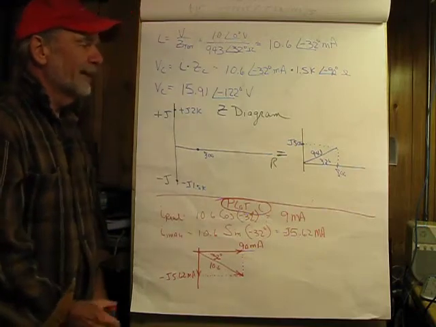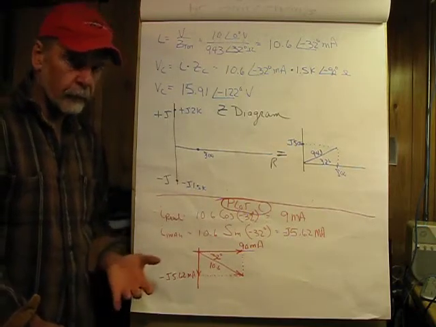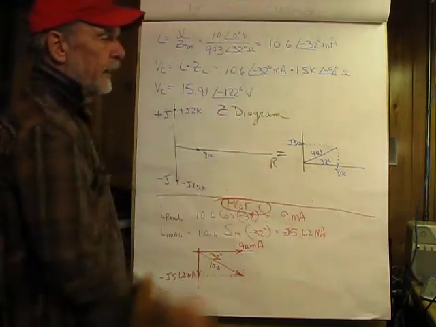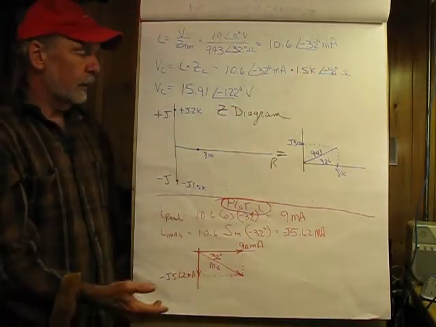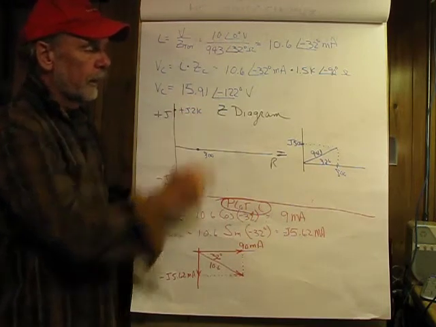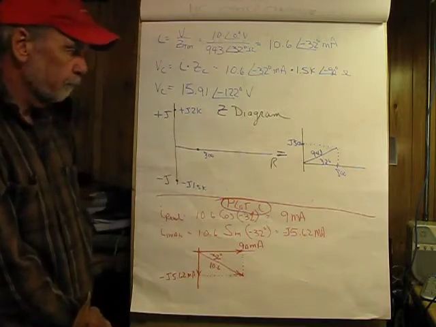So if we wanted to double check, if you will, VC by pushing a current through it, we could say that it's equal to the current times the impedance of a capacitor, again in polar form, and that comes out to be the same as the voltage across the capacitor: 15.91 at a negative 122 degrees volts.